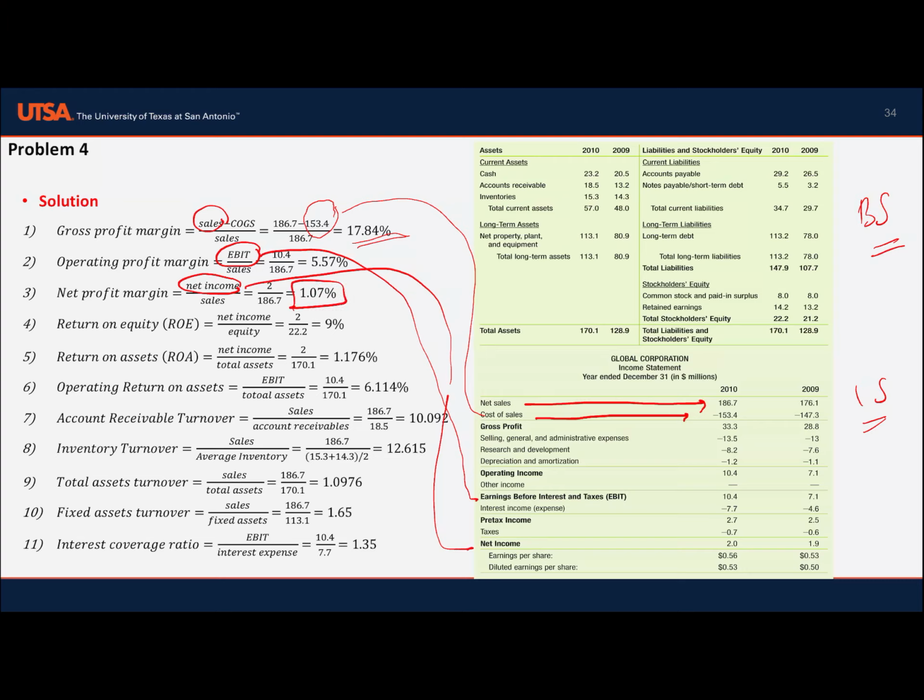Return on equity: net income. You remember net income, which is 2 million, over equity. Where can we find equity? Equity is in the balance sheet, and you need to go to the balance sheet to find total stockholders' equity for 2010, which is 22.2. You will write 22.2 in the denominator, and the numerator is net income, and you will get 9% for the return on equity.